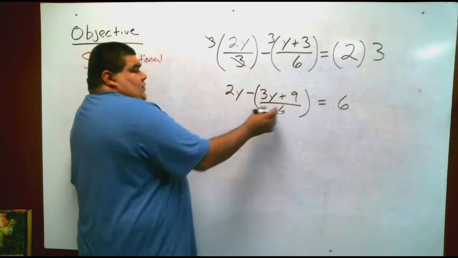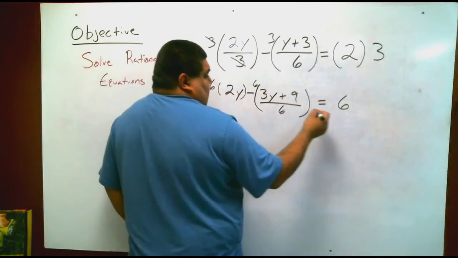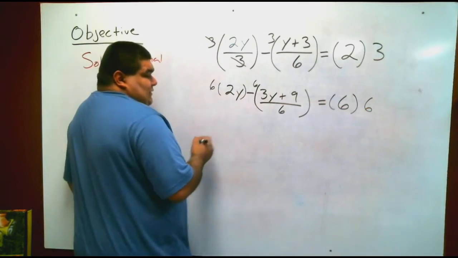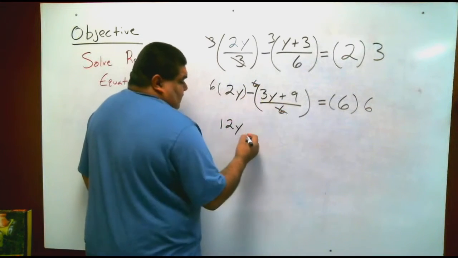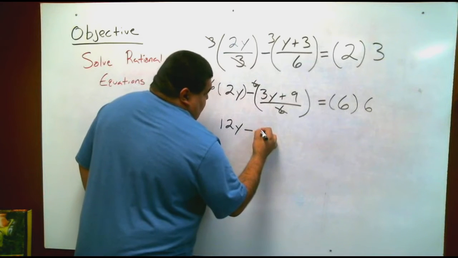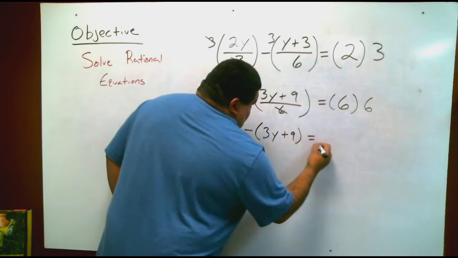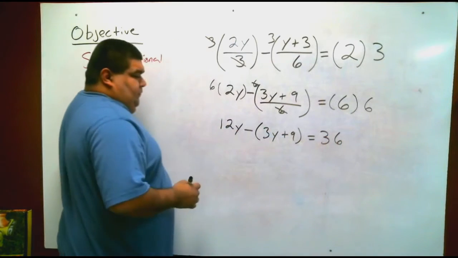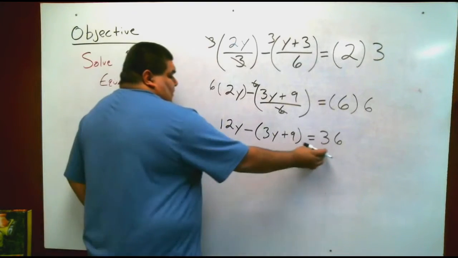Okay? Again, we're going to multiply this by 6, the middle one by 6, and the last one by 6. So it means that 2 times 6 is 12y. The 6 here cancels out. So we're left with minus, parentheses, 3y plus 9 equals 6 times 6, 36. Okay? We got rid of everything on the bottom.